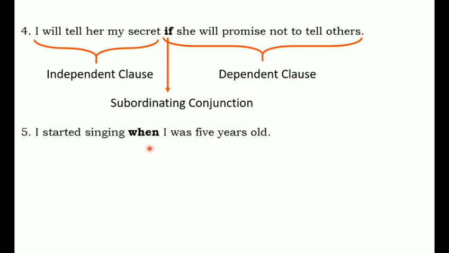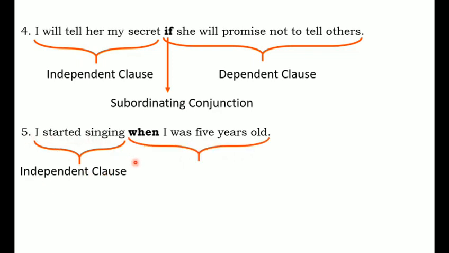Okay, number 5. I started singing when I was 5 years old. Now, the first part here is an independent clause because it expresses a complete thought. Now, the second part here is a dependent clause. By the way, dependent clause is also the same with subordinate clause. Now, this dependent clause cannot stand alone because it does not express a complete thought.